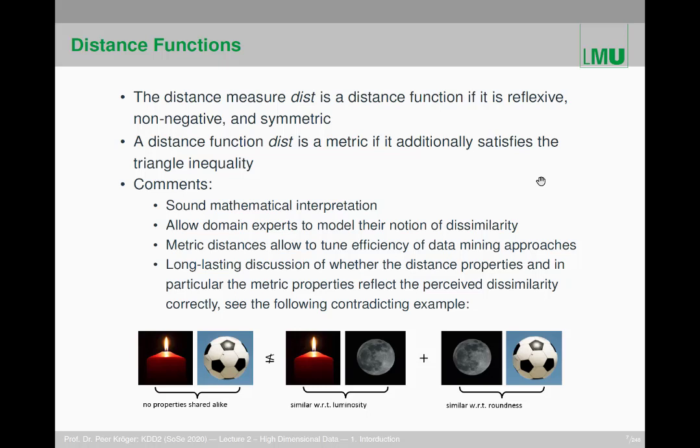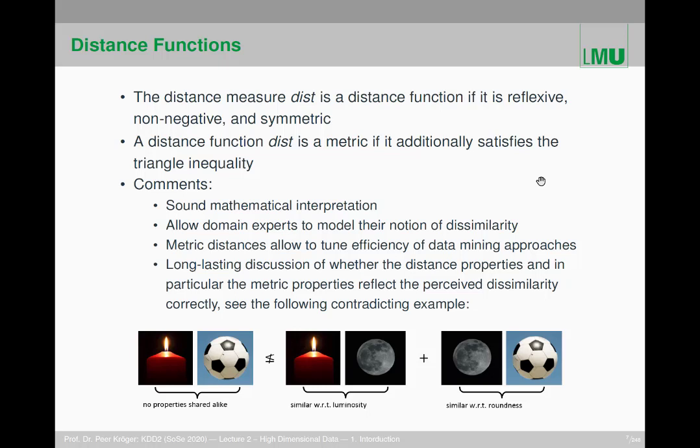So if the distance measure is a distance function, it has three very specific properties. It's reflexive, non-negative, and symmetric. So you probably know that already from KDD1. A distance function, so a mathematical function, is usually reflexive, non-negative, and symmetric. And if a function in addition satisfies the triangle inequality, this distance function is also a metric.